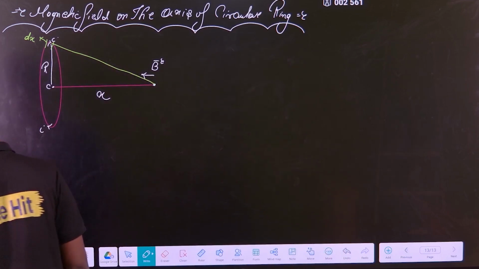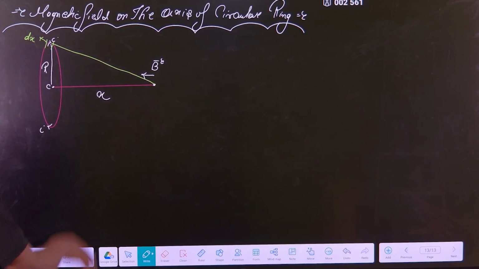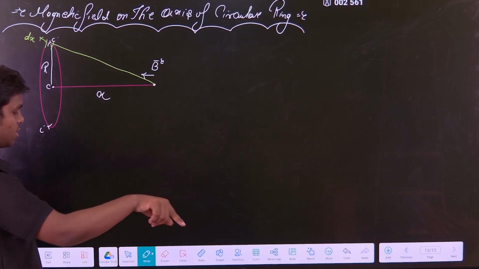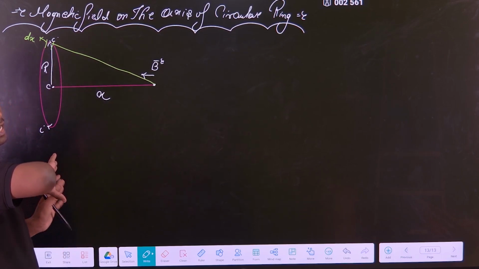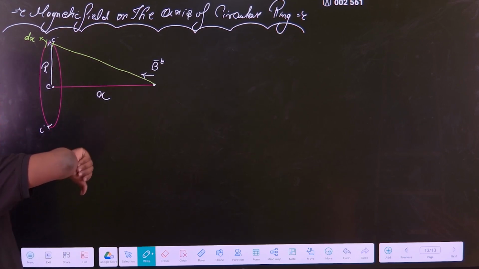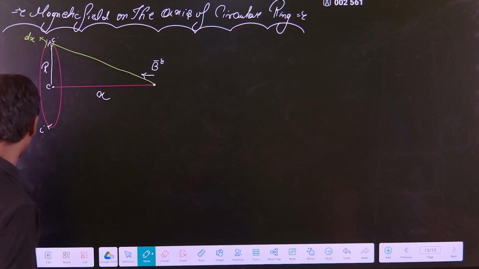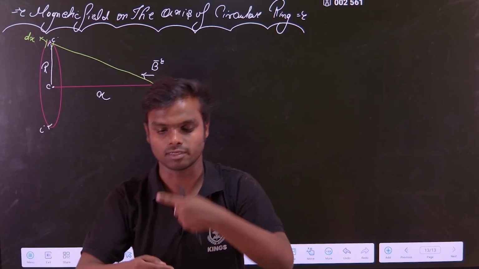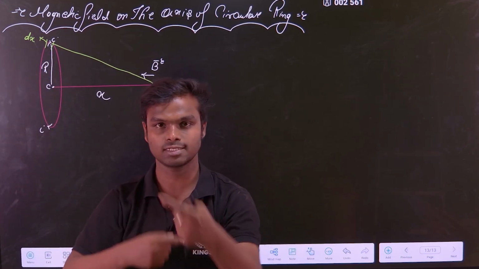My simple question is, what is the direction? See, this is my dl vector, and this is my r vector. So dl cross r, or you can say I dl cross r, is coming like this. Try to understand. This is my ring. The current is going like this.